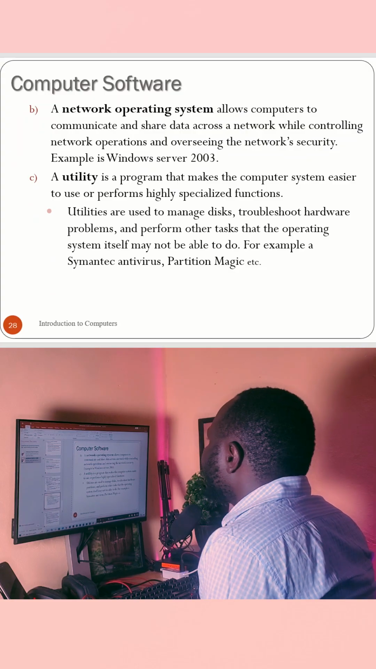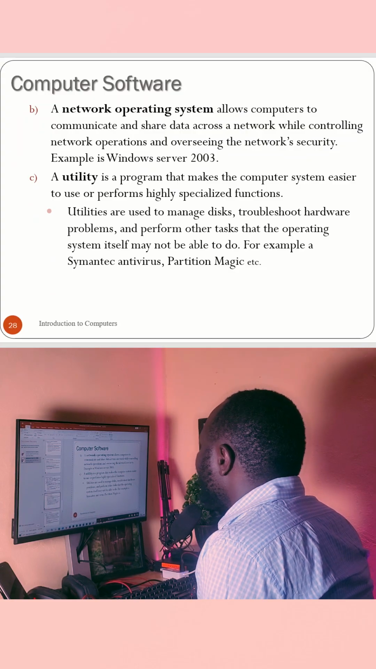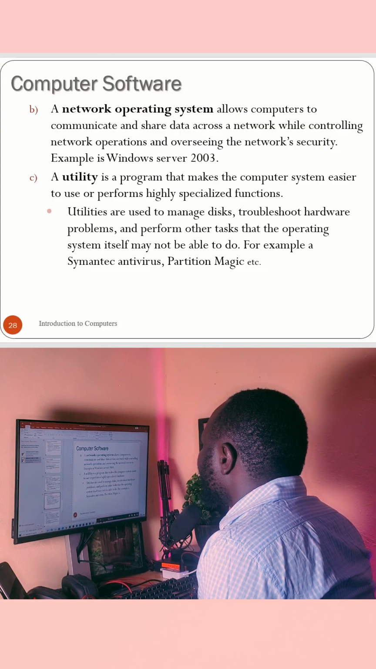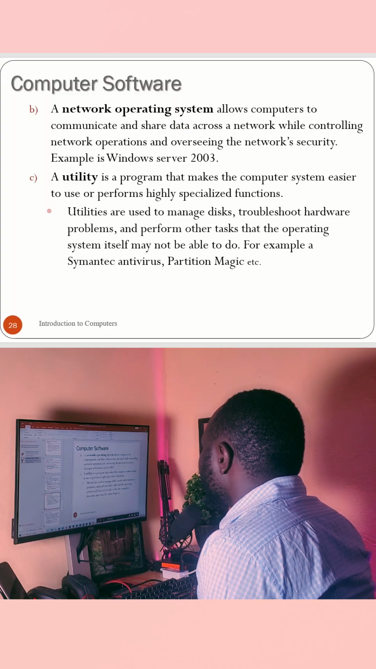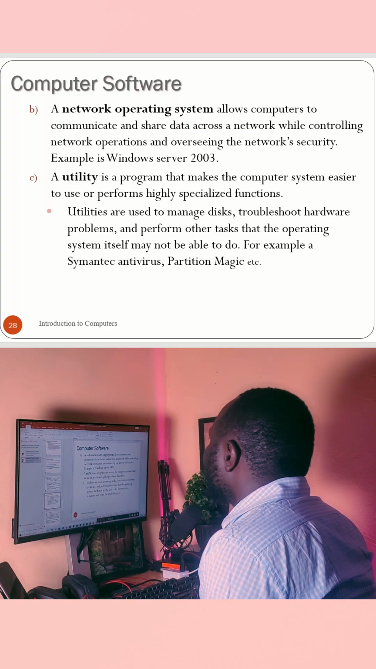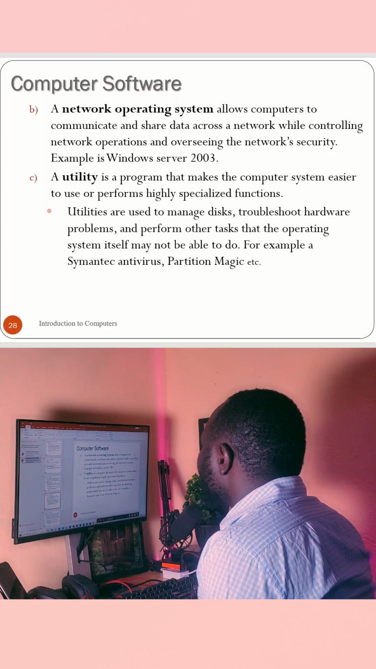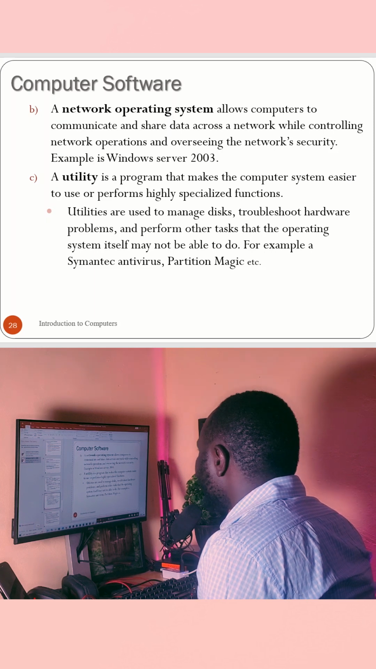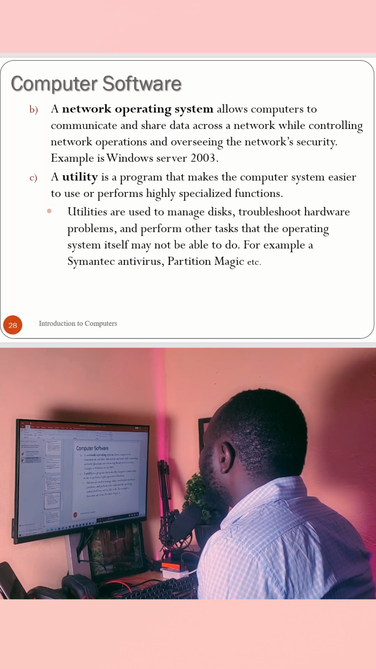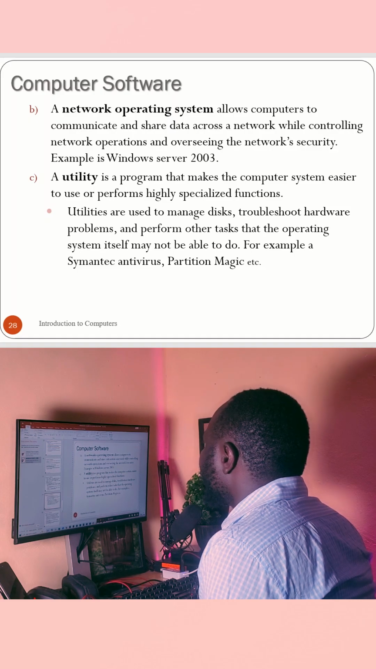Then we also have another software that falls under system software, which is the network operating system. Just like the operating system, but this one applies to computers that are on a network. It allows computers to communicate and share data across the network while controlling network operations and overseeing the network security. An example of this is Windows Server 2003.